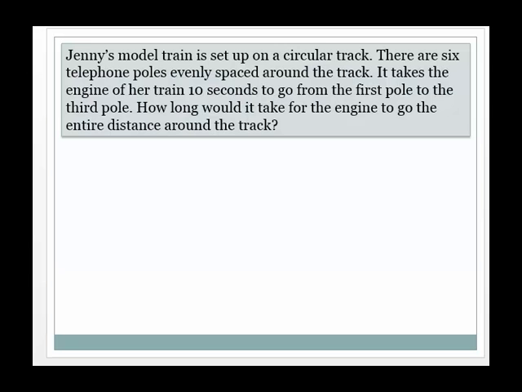Here's a real basic first one, and I bet when you read through this you'll decide that drawing a picture is a pretty good idea. Jenny's model train is set up on a circular track. There are 6 telephone poles evenly spaced around the track. I might not get them perfectly evenly spaced, but you'll get the idea. There's 3, 4, 5, 6.